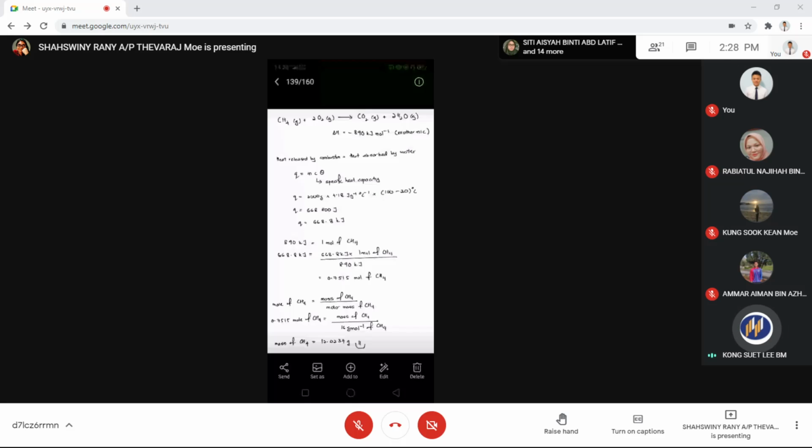Okay, very good. Clear explanation, and the steps are very clear. Step 1 equation, step 2 formula, step 3 comparison with stoichiometry method. Step 4 find the number of moles, then times molar mass, and then answer the question. Very good. Okay, thank you, Shah.